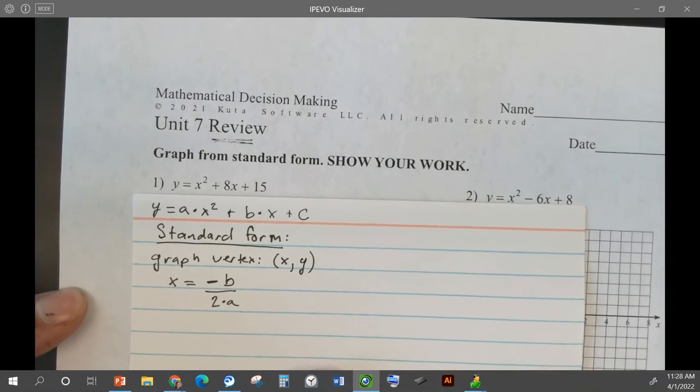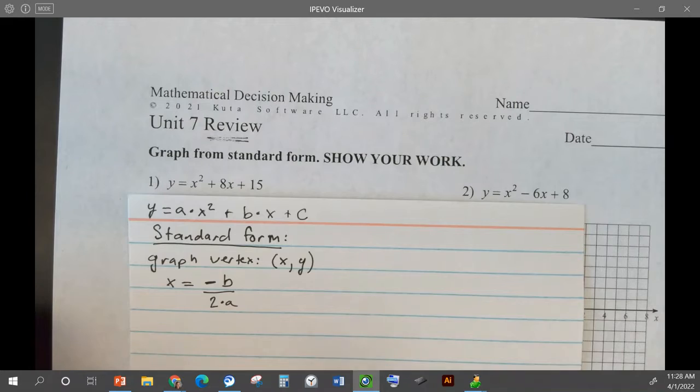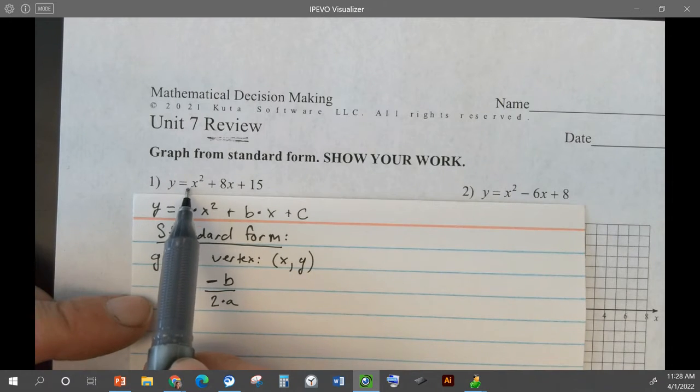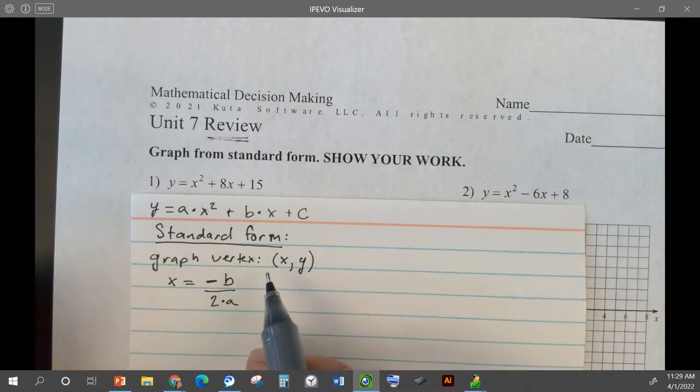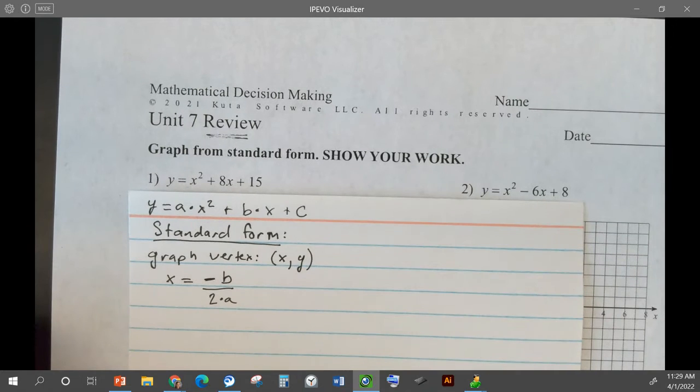So then I'm going to slide this down. For our review, I could remember that this number in front is 1. All of the a's on the test will be 1. So that might be helpful to remember. All right, questions so far?